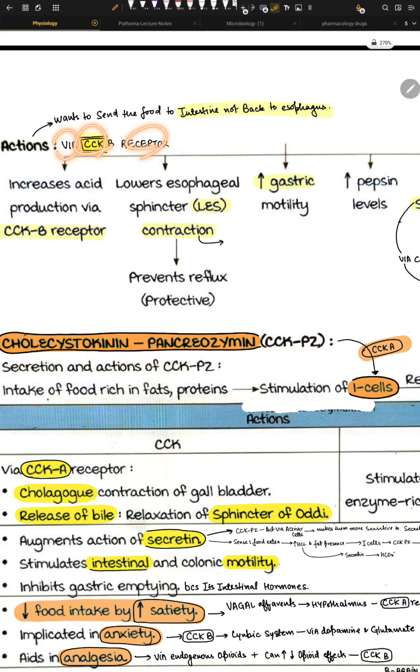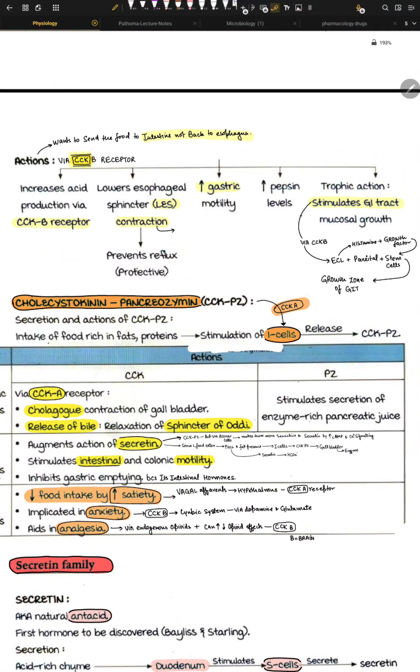Via CCK-B receptors, we have five functions of this gastrin hormone. Number one function is that it increases acid, very obvious, via CCK-B, because CCK-B receptors are present on these parietal cells. I am not saying that all of the CCK-B receptors are present on parietal cells. The CCK-B receptors that are present on the parietal cells can increase HCl. That's what I'm saying.